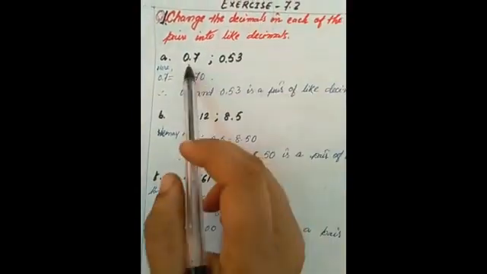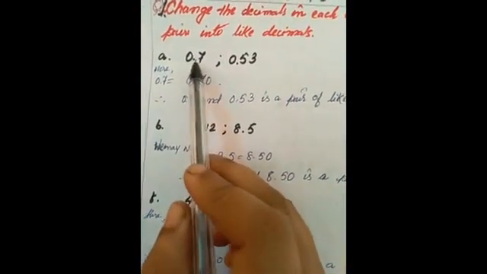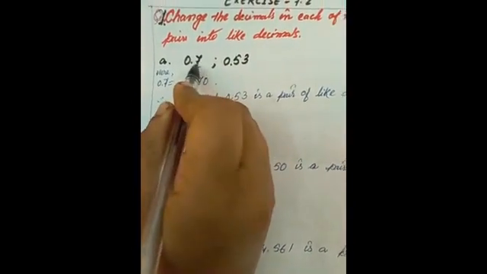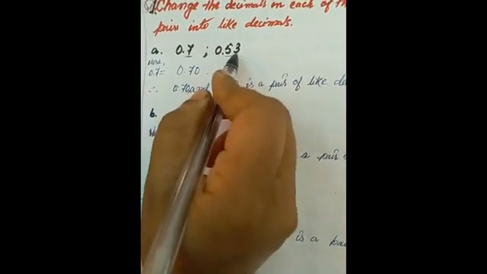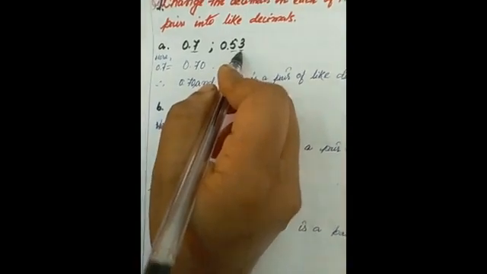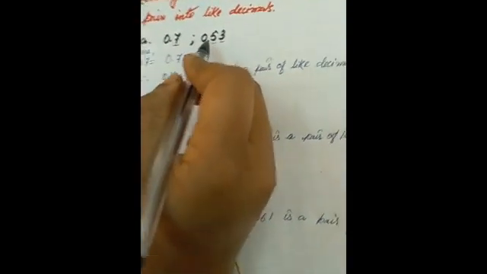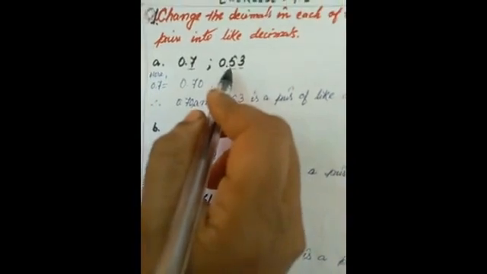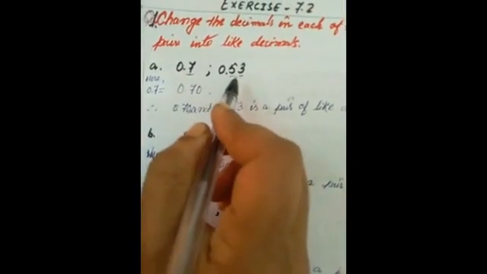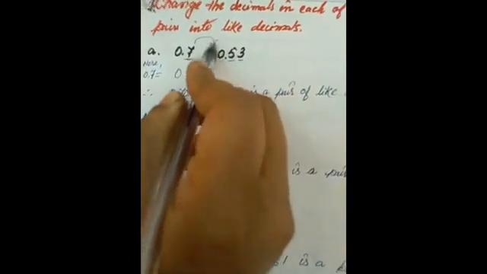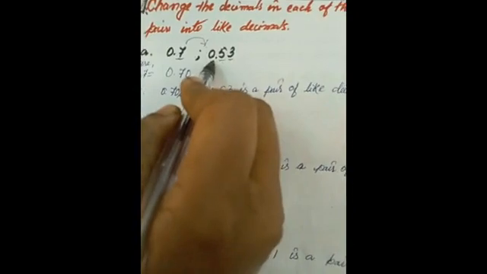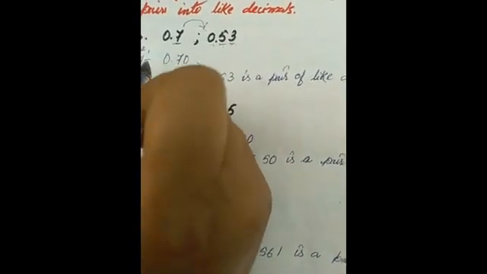Alright. Now let's see. Here 0.7, how many decimal places does it have? 1 decimal place. You can see clearly only 7 is in the tenths place. But 0.53 has 2 decimal places. So we have to convert to the maximum number of decimal places. Which number contains the maximum? 0.53. So we have to make 0.7 also equal in decimal places. So 0.7 we can write as 0.70.